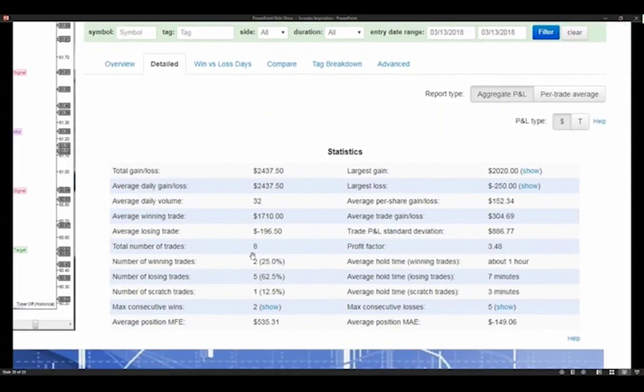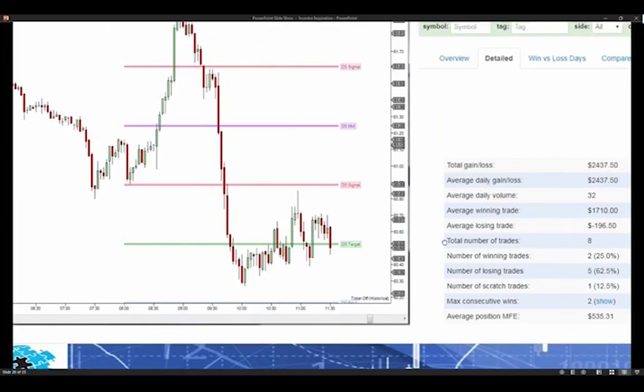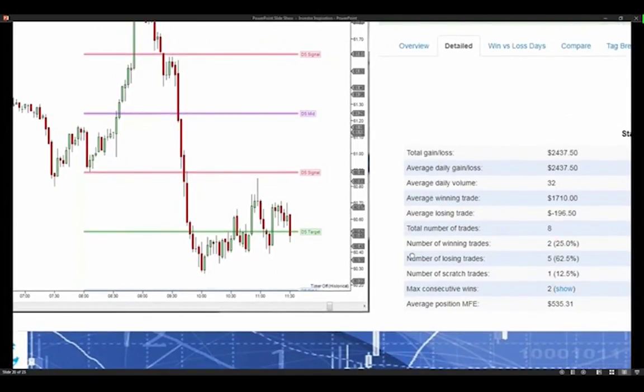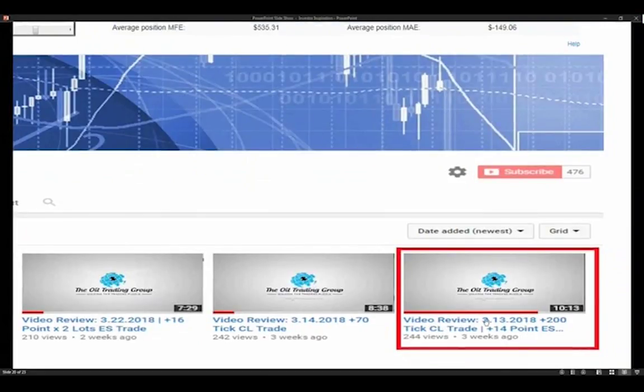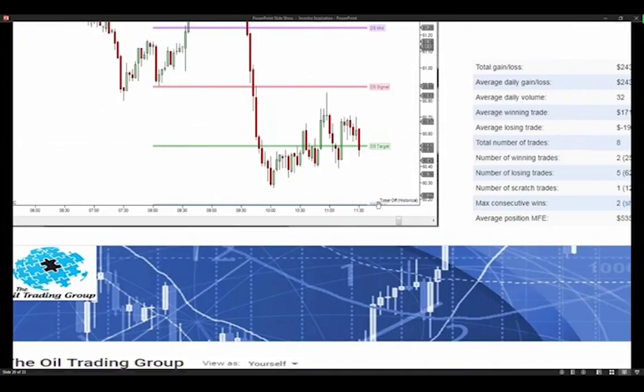My win percentage on this particular day was 25%, yet we had a $2,400 gain on the CL market and the ES actually on this particular day. We had a really nice couple of trades. You can see those trades in their entirety if you go to the YouTube channel and go to video review on March 13th. You can see the 200 tick CL trade and the 14-point ES trade as they occurred in the trading room. You'll hear me get in, you'll see the price ladder, you'll see me get into the trade.